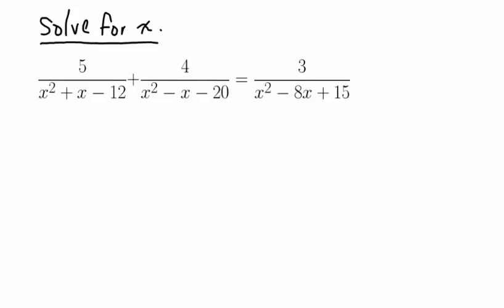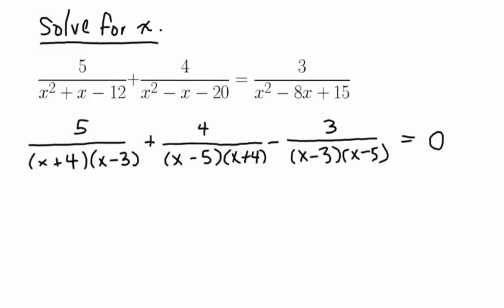Let's take a look at another challenging example. Let's try to solve for x in the following equation. First, let's move all of our fractions over to the left-hand side, so our right-hand side is equivalent to 0. I'm also going to factor all of the denominators in this step as well. Our first denominator is going to factor into x plus 4, x minus 3. Our second denominator factors into x minus 5, x plus 4. And remember, we're bringing this fraction over to the left-hand side, so I'm going to change the sign in front of the fraction, and I've factored the denominator into x minus 3, x minus 5.